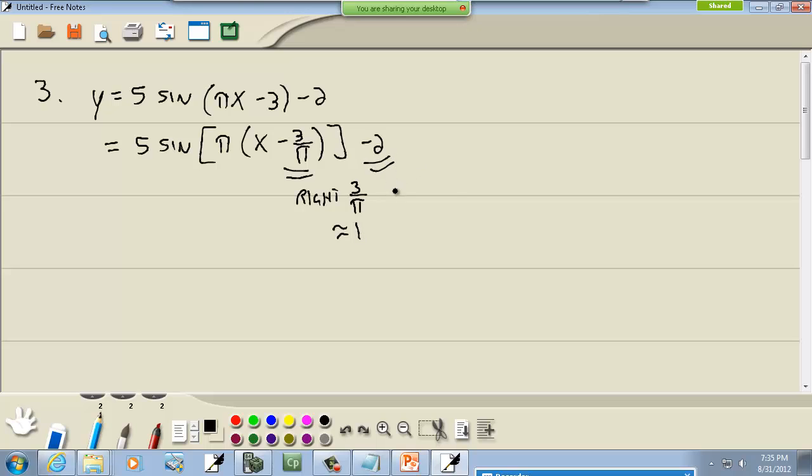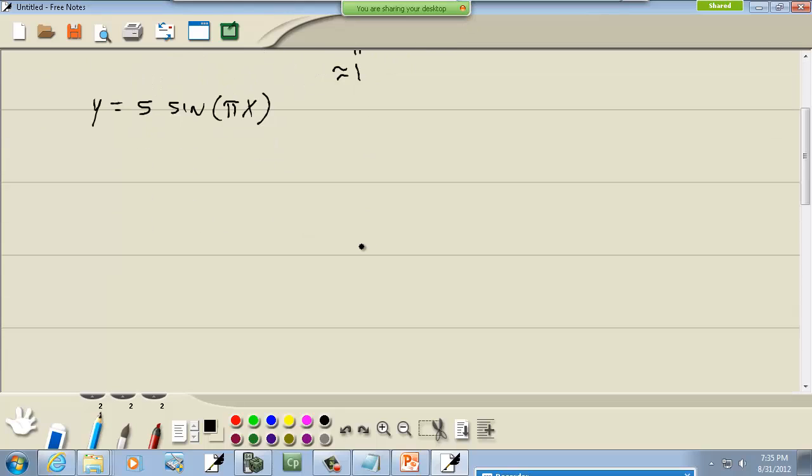Now here at the end, this negative 2, that means we're going to go down 2. So we're going to ignore those for the time being, and we're going to go ahead and just graph y is equal to 5 sine of pi x. So let's get that graph, and then we'll shift it down 2 and right 1. Not that we use the amplitude a whole lot, but it's the absolute value of a, which is the absolute value of 5, which is 5. And our period is 2 pi over b, and b is the number in front of x, which is pi. So I got 2 pi over pi, or 2.